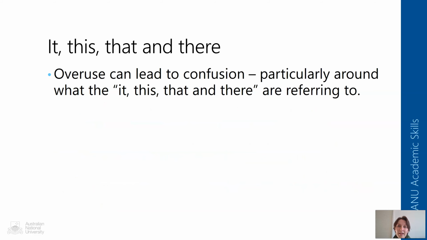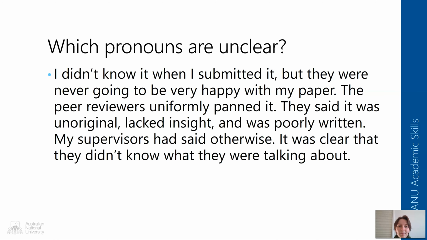Another key area that causes confusion is with the use of reference words like it, this, that, and there. So these pronouns can particularly be confusing when they might refer to multiple things. So if you take a look at this sentence: I didn't know it when I submitted it, but they were never going to be happy with my paper. The peer reviewers uniformly panned it. They said it was unoriginal, lacked insight, and was poorly written. My supervisors had said otherwise. It was clear that they didn't know what they were talking about.